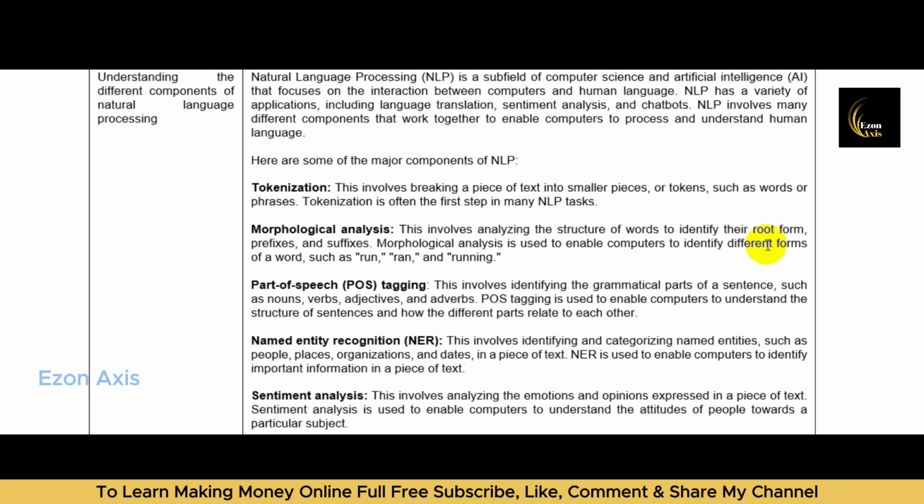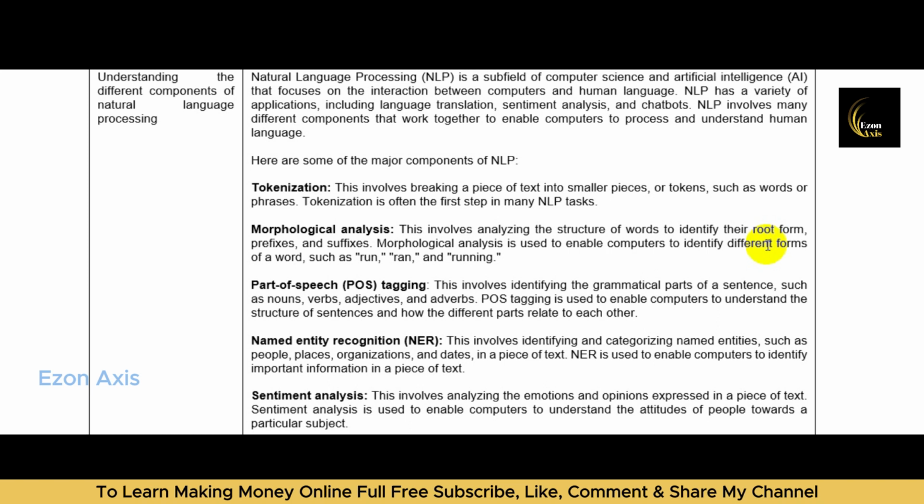So first, natural language processing, or NLP for short, is a subfield of computer science and artificial intelligence, called AI, that focuses on the interaction between computers and human language. NLP has a variety of applications including language translation, sentiment analysis, and chatbots. NLP involves many different components that work together to enable computers to process and understand human language. And now, here are some of the major components of natural language processing.